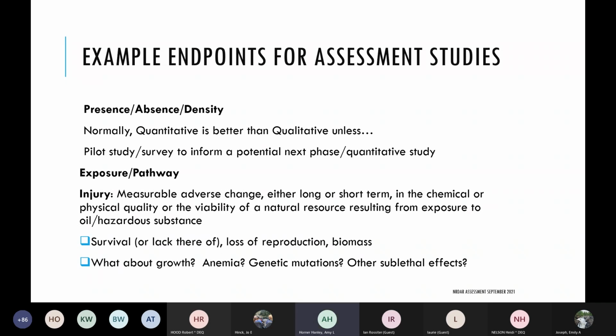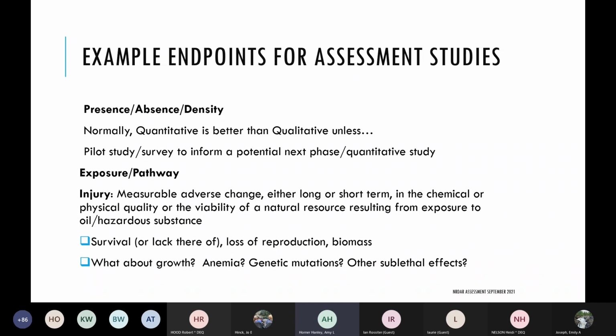Other types of studies out there might not be focused on injury per se. You might have studies that you need to do for exposure or pathway. You're looking at, hey, was the substance bioavailable, or did the substance get up on the floodplain, or is it in the prey items, or is it just in the habitat? Trying to look at those types of questions. And so you don't necessarily need to have that be a quantitative study, because you're just trying to understand the mechanisms of what happened in the NRDA case.